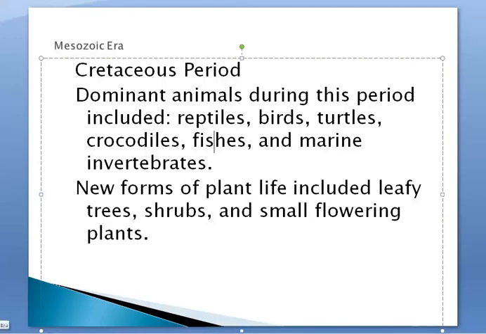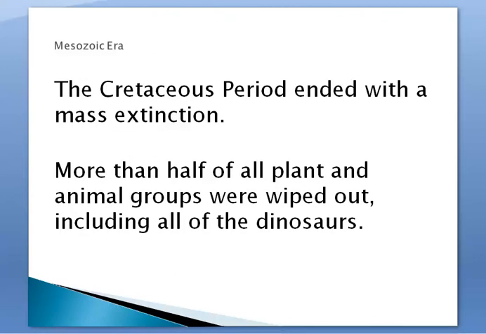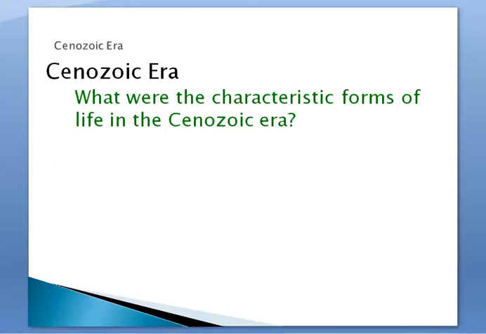And then new forms of plant life included leafy trees, shrubs, and small flowering plants, so these all came along during this time period. However, at the end of this time period, history repeated itself a little bit because it ended with another mass extinction. This is what wiped out all the dinosaurs from the face of the earth, or a majority of them. More than half of all the plant and animal groups were wiped out, including all of the dinosaurs. So all of our large animals, which at that time were the dinosaurs, were wiped out. However, this is not all bad because we probably wouldn't be here today if it didn't happen, because this brought in our next era, the Cenozoic era.